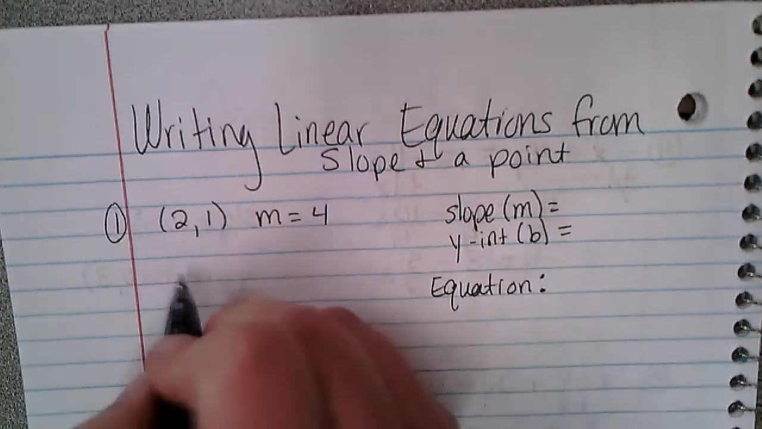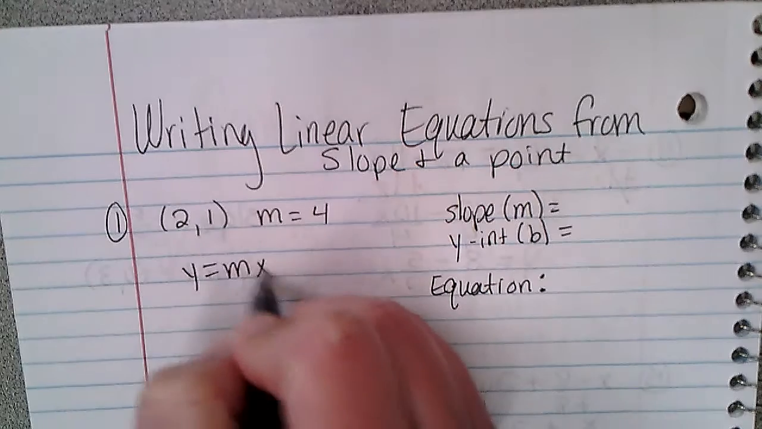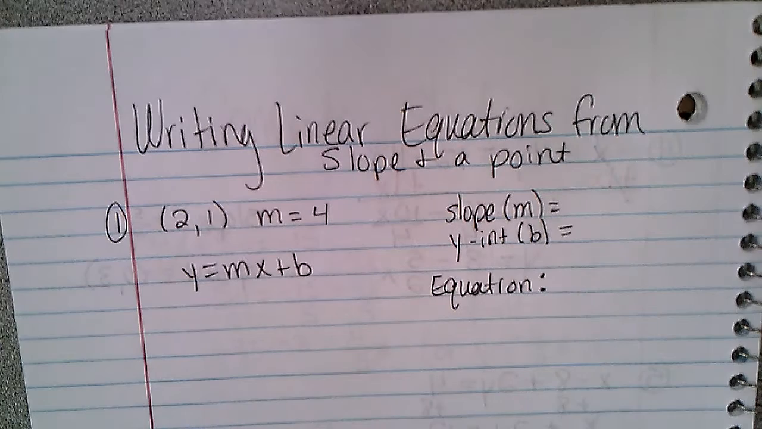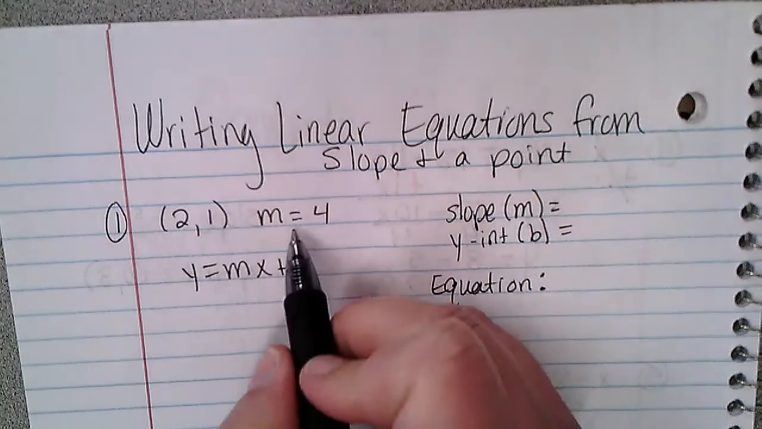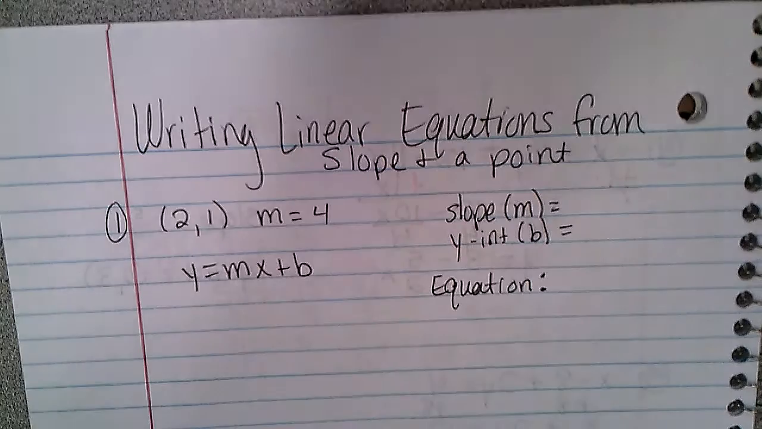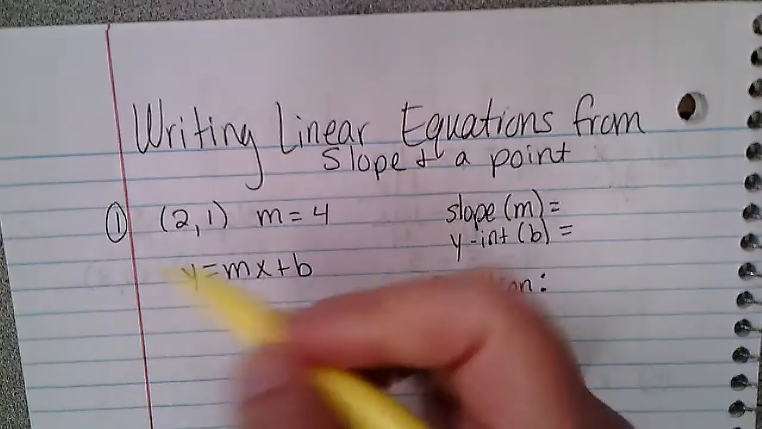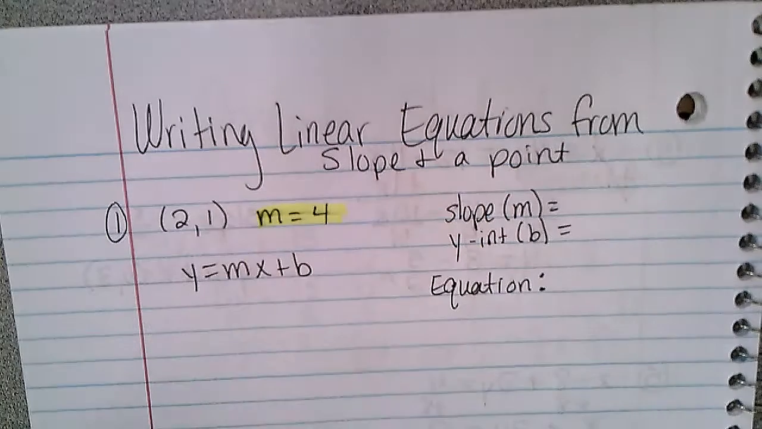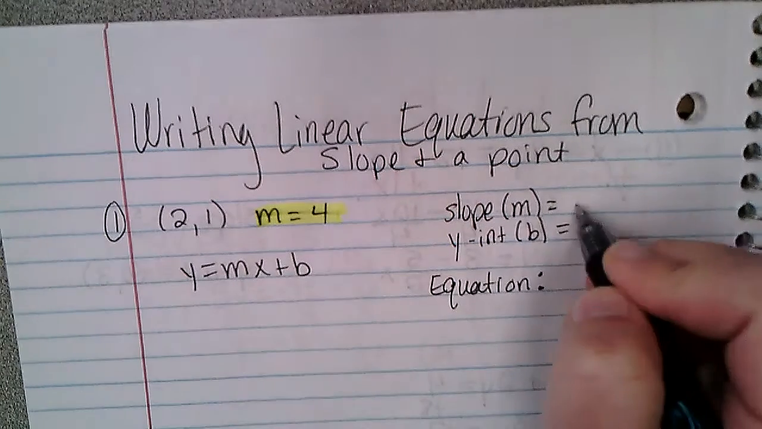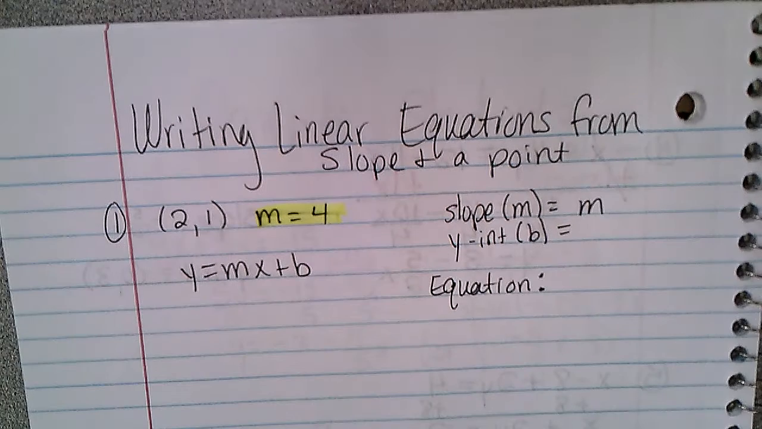So we're going to take that y equals mx plus b, plug in the information that we're given, and see what happens. We already have m, so I'm going to highlight that, because that's half my information right there. There's half my line already done. So all I need is the y-intercept.